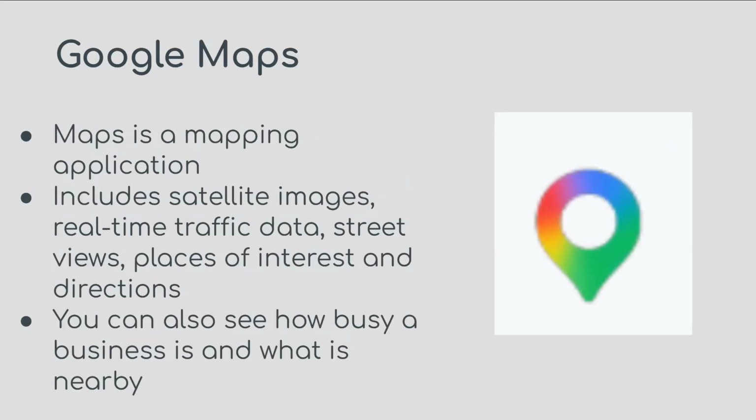The first app we're going to look at today is Google Maps. Maps is a mapping application, and it's the world's most popular mapping system. It includes satellite images, real-time traffic data, street views, places of interest, and directions. You can also use Google Maps to see how busy a business is and what is nearby to your location.